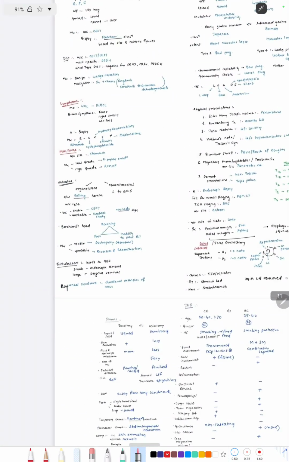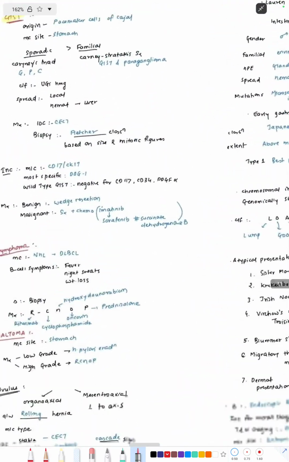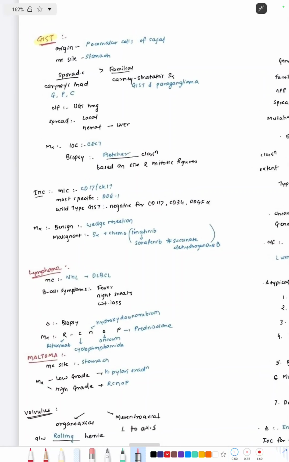Apart from that, other types of cancers include the GIST, gastrointestinal stromal tumor, which originates from the pacemaker cells of Cajal. Most common site is going to be the stomach, that is along the midgut. It is more sporadic than familial. In the sporadic type it is associated with Carney's triad, that is GIST, paraganglioma, and pulmonary chondroma. In familial, it is associated with GIST and paraganglioma. The clinical feature is upper GI hemorrhage. The spread is local or hematogenous through the liver.